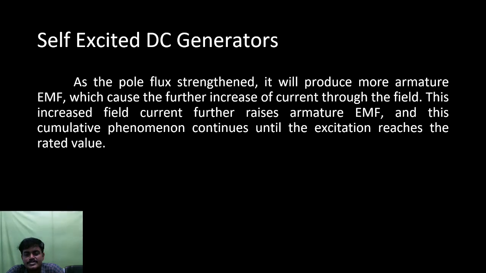As the pole flux strengthens, it will produce more armature EMF, which causes a further increase in the current through the field. So this increased field current further raises the armature EMF, and this cumulative phenomenon continues until the excitation reaches the rated value. If the excitation reaches the rated value, it means we can get the rated voltage at the output of a self-excited DC generator.